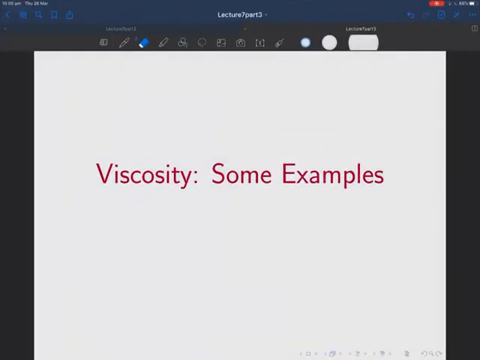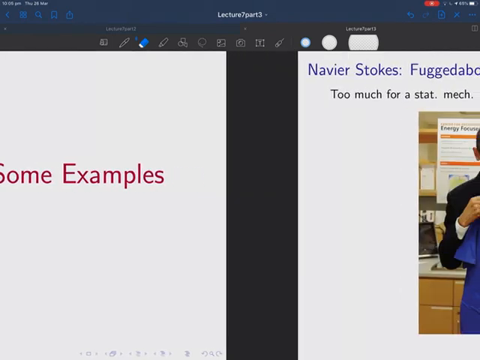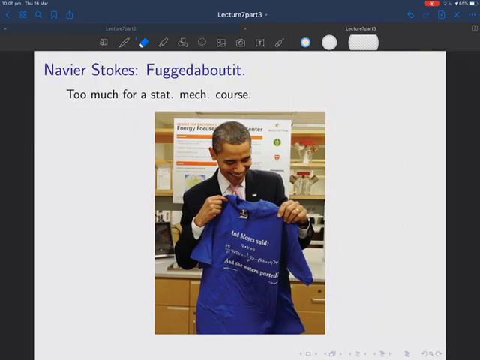Okay, so having calculated the viscosity of gases, we're now going to introduce some examples where viscosity is used for calculations. And in order to do that, in general, we would need to go and look at the Navier-Stokes equations.